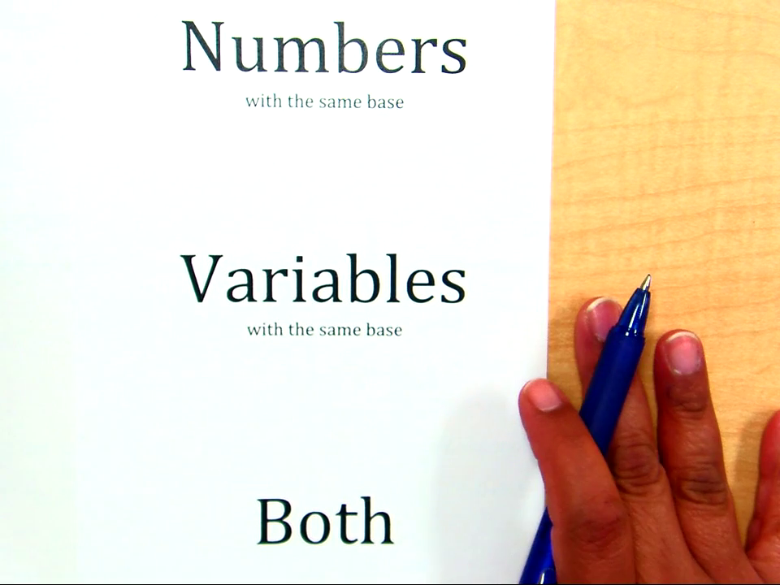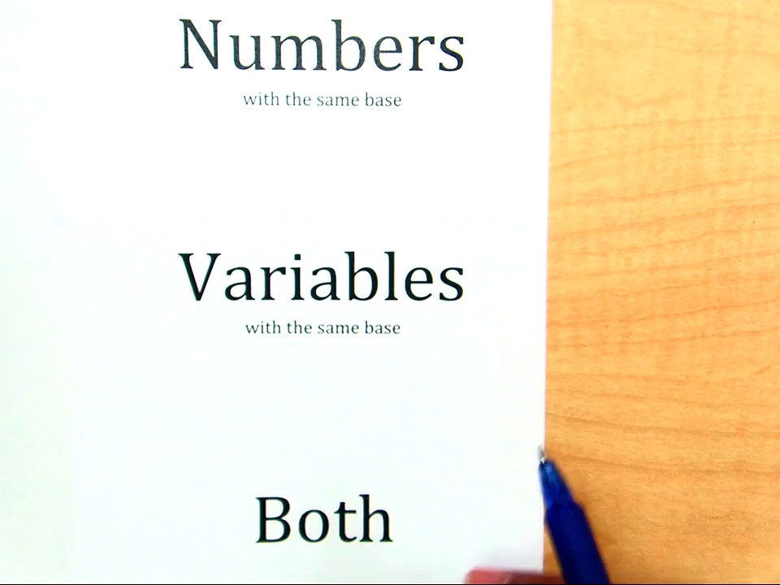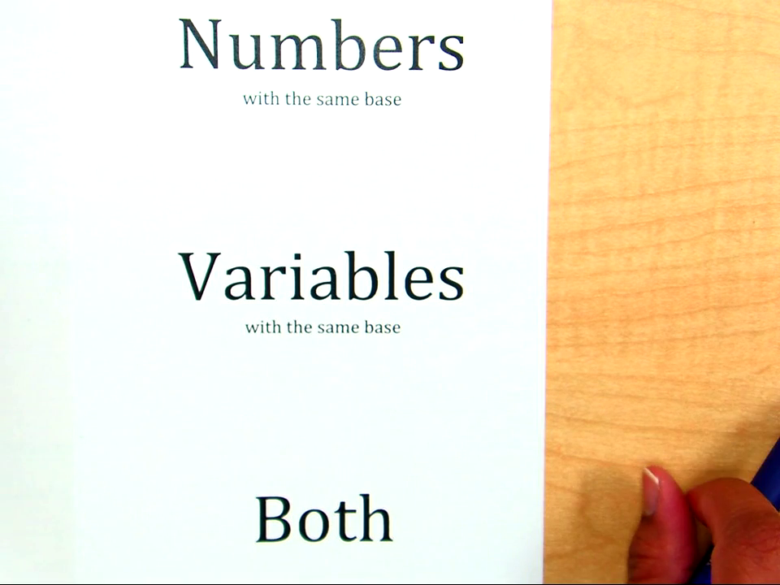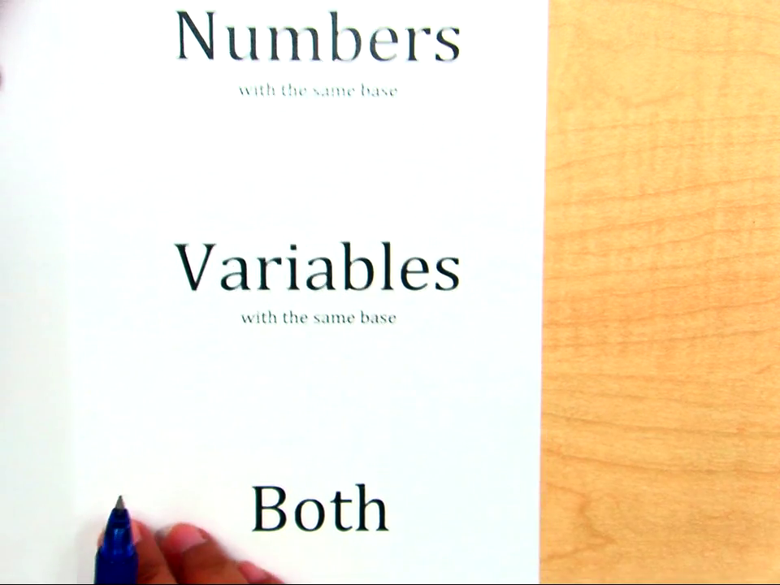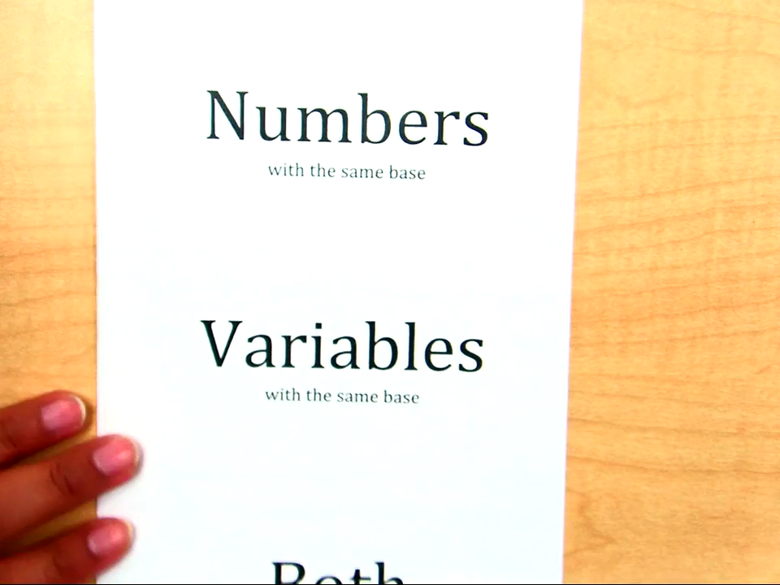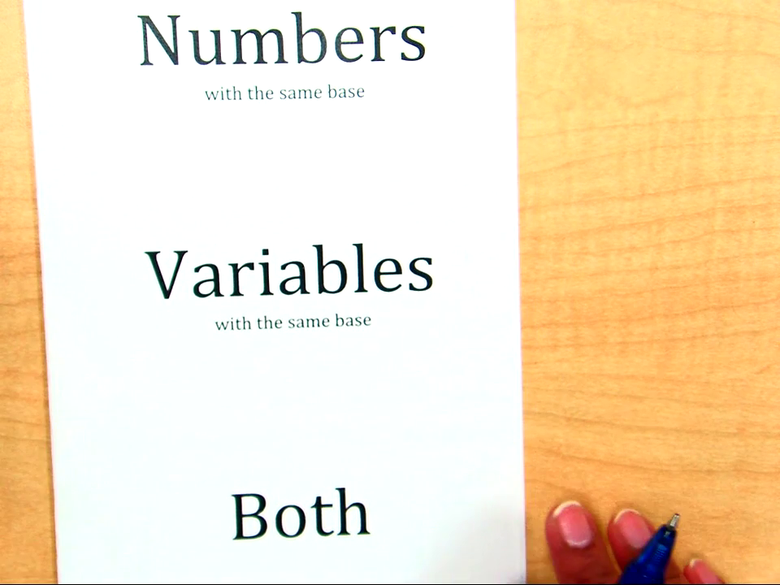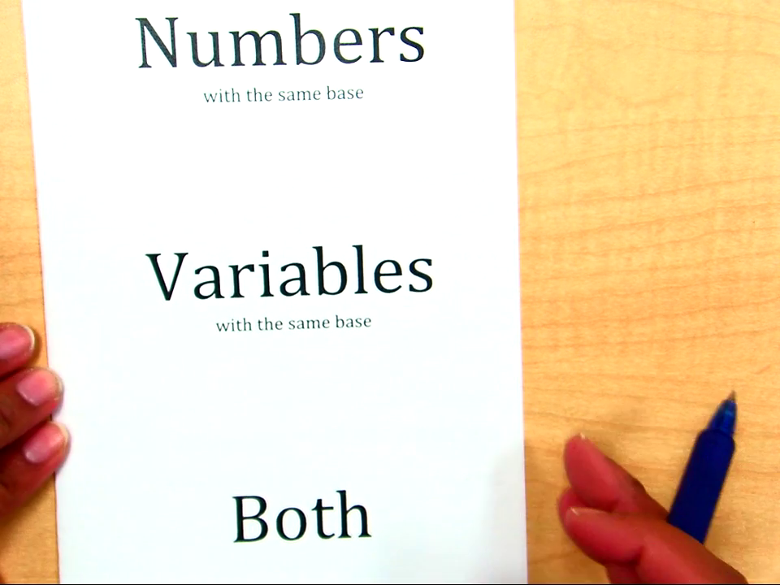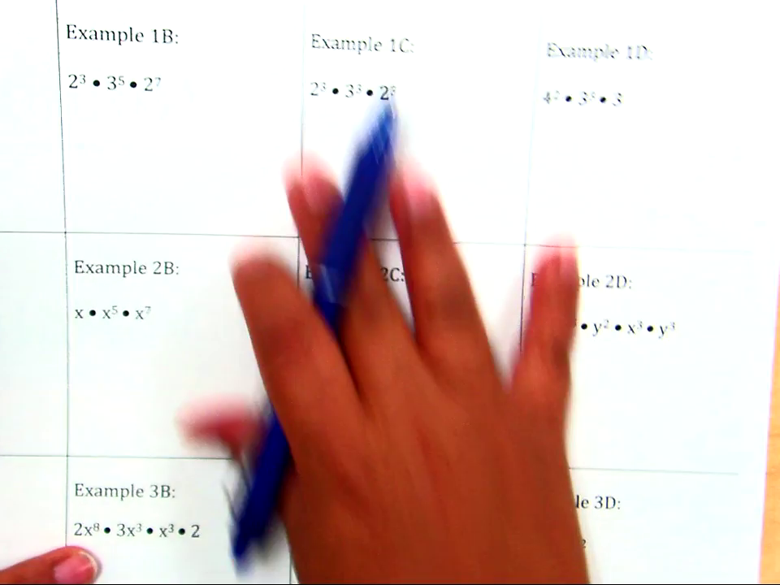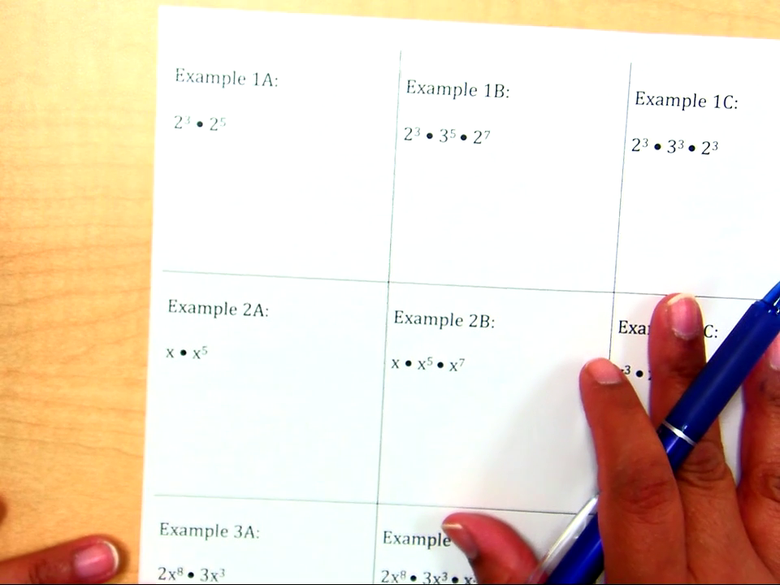Start off by pulling out the paper that says numbers, variables, and both. What I need you to do is to fold it in half, hamburger style. I need you to open up the foldable to example 1A.